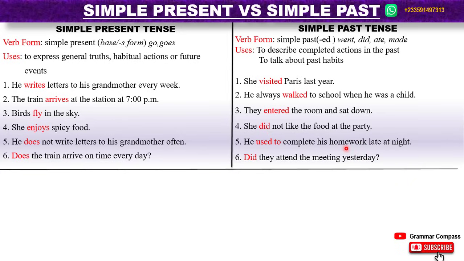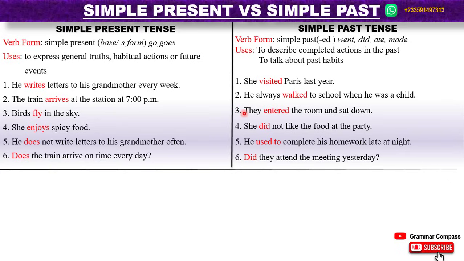He used to complete his homework late at night. This is simple past, used to. It is normally used in the simple past tense to talk about past habits. Therefore, we have a simple past tense. In the last one, simple past tense can also be interrogative sentences. For example, did they attend the meeting yesterday? So this is simple past tense because we used the simple past form of the verb do.